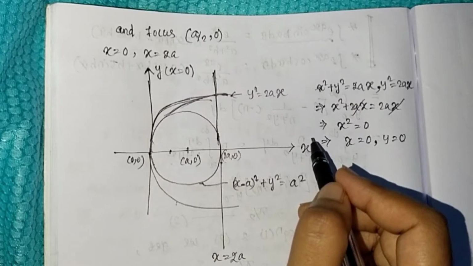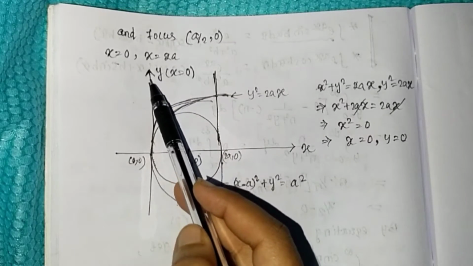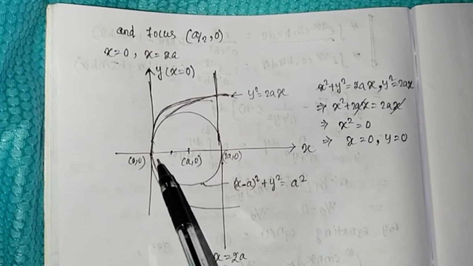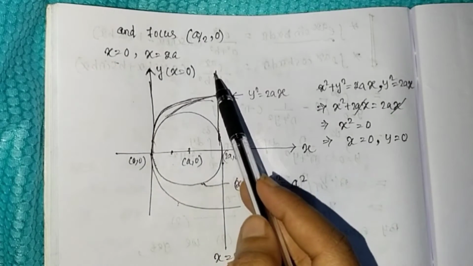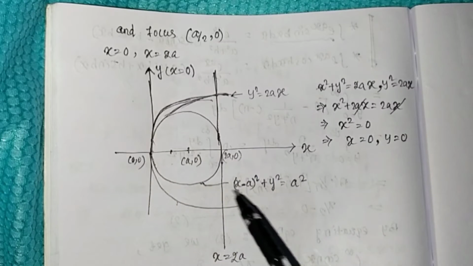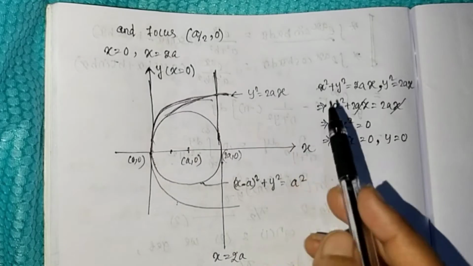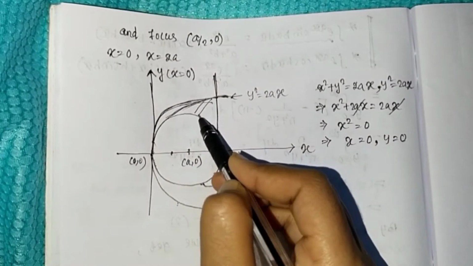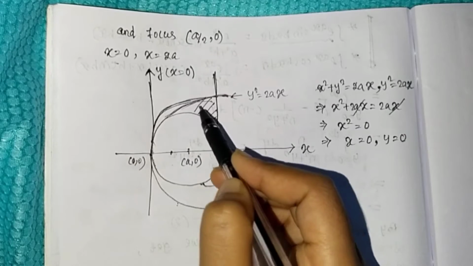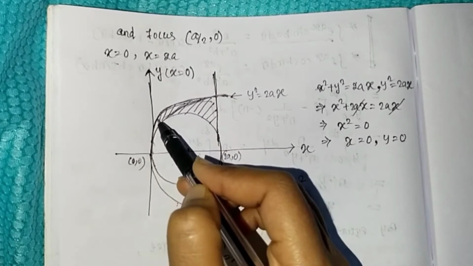Then now our region is bounded by x equal to 0, this circle, y square equal to 2ax the parabola, and x equal to 2a. This line is not given. So our region must be this one. This is our region.